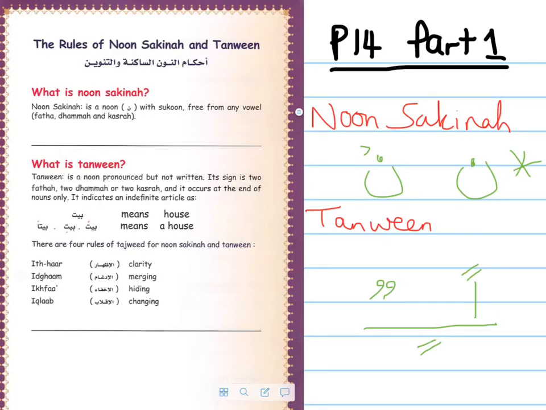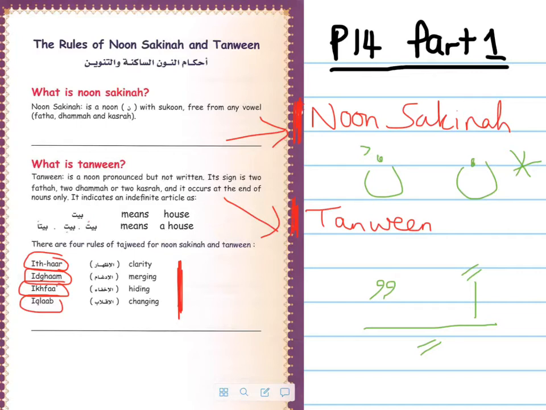So what we'll be talking about now is something that is applied to either Nun Sakinah here or the Tanween there. Whenever you see one of these two, you have to apply either Idhaar here, Idgham here, Ikhfa here, or Iqlab here. You see a Nun Sakinah or Tanween, you think, right, there's a rule that applies. So the task you have to do is to find out which one of these four rules it is.